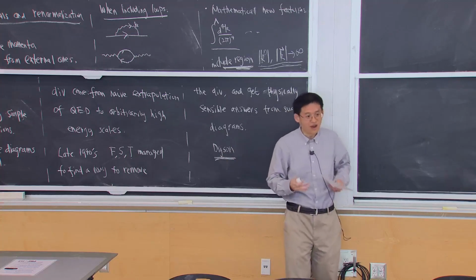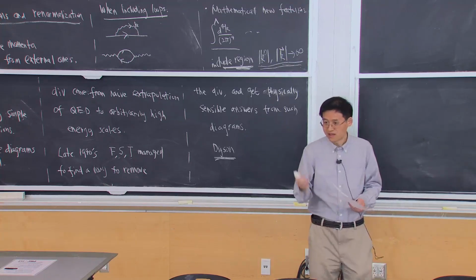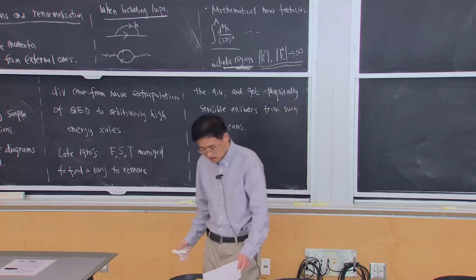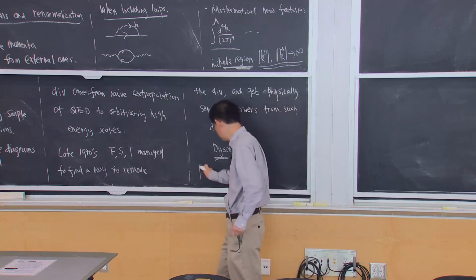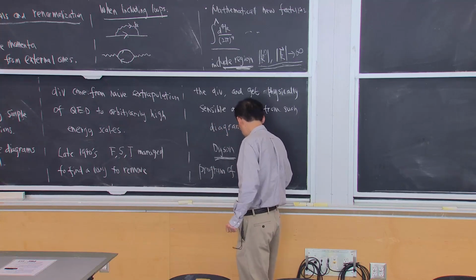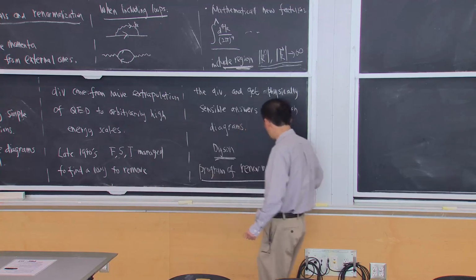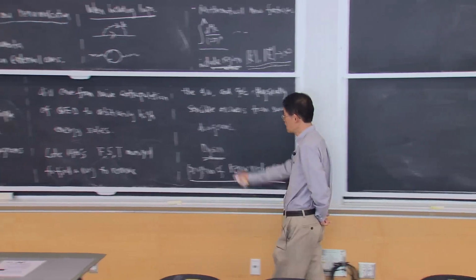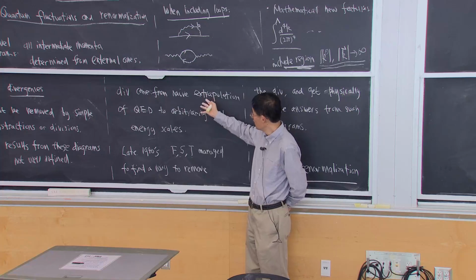Dyson simplified the process, and then people eventually understood that there is a well-defined mathematical procedure. You can actually get rid of those divergences and get a physically sensible answer. This is called the program of renormalization, the process of getting rid of the divergences. And this is a funny story, for the following reason.